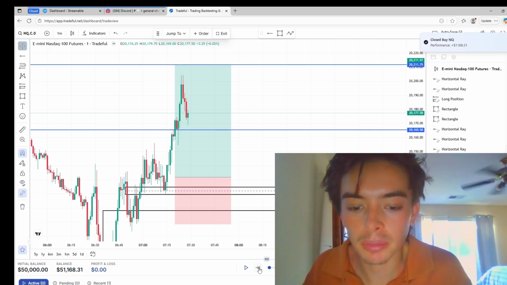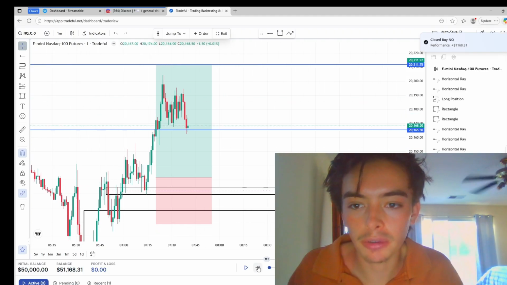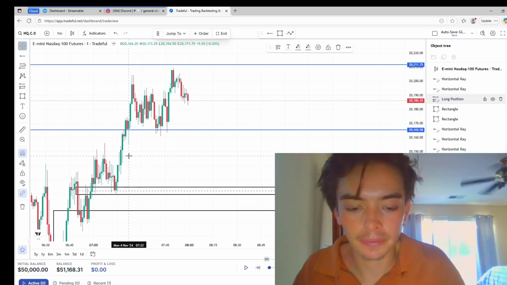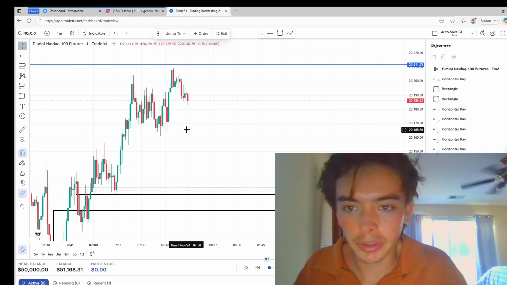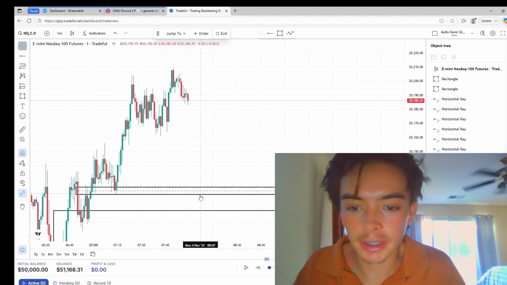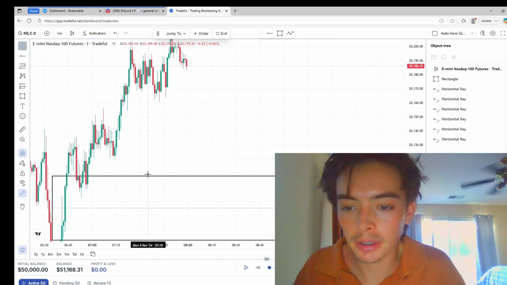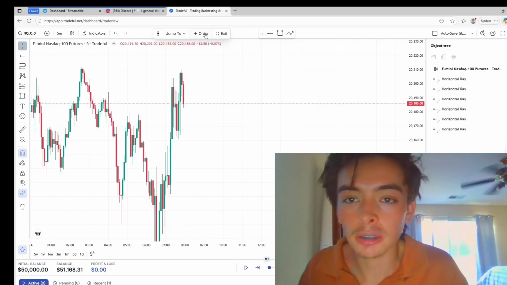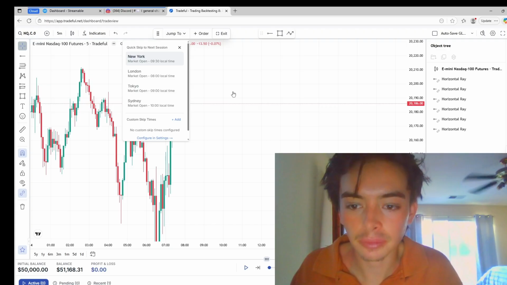So we get stopped out, but after making quite the profit, so yeah, I'll take that. Pretty simple, pretty easy. None too crazy. Very straightforward trade right there. Let's just jump to the next market open.